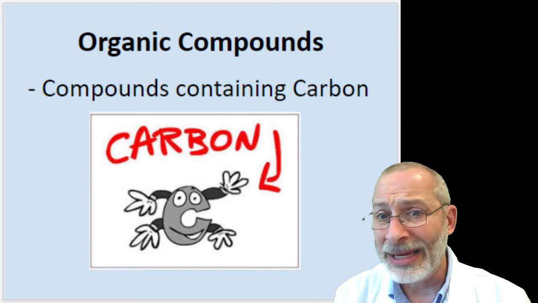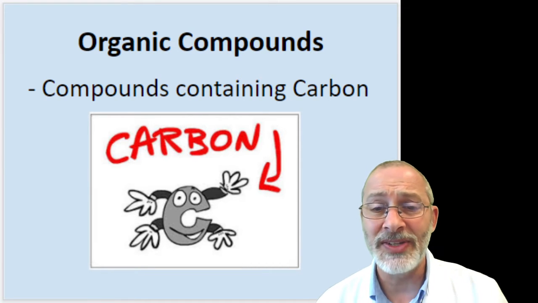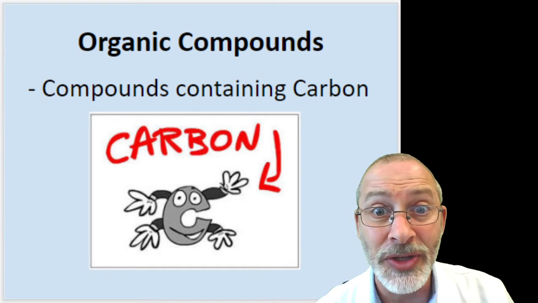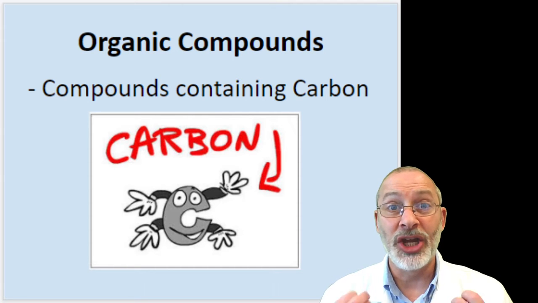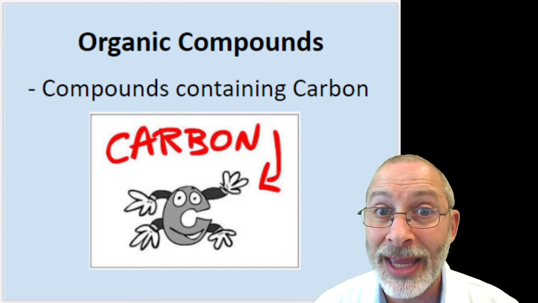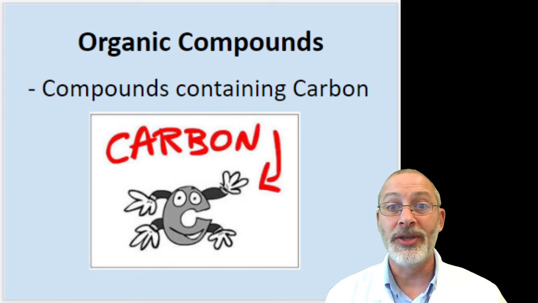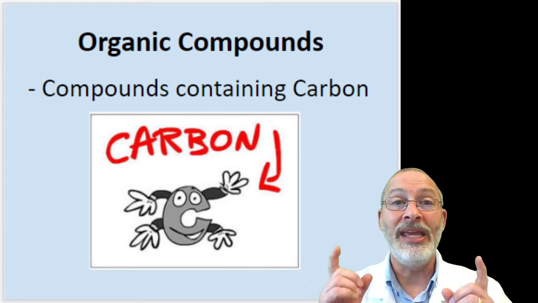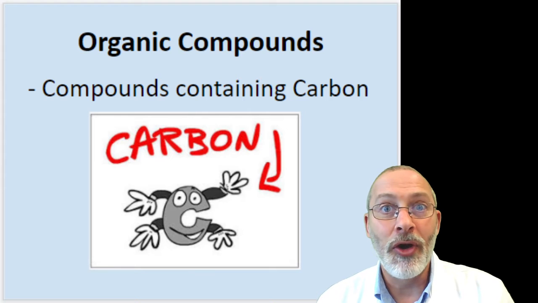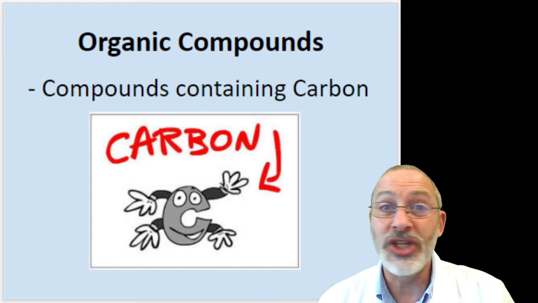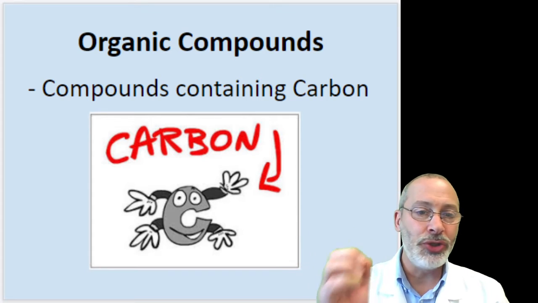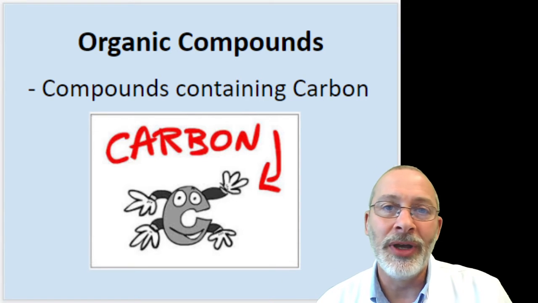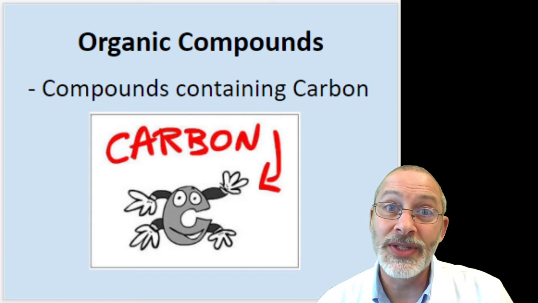So again, important point, and I know I keep emphasizing it, but I want you to look at this cartoon as well. Compounds containing carbon is what organic chemistry is really all about. And look at this cartoon. How many hands does this carbon symbol possess? Just yell it out. Yeah, 4. Why do I have this cartoon of a picture of a carbon symbol with 4 hands?